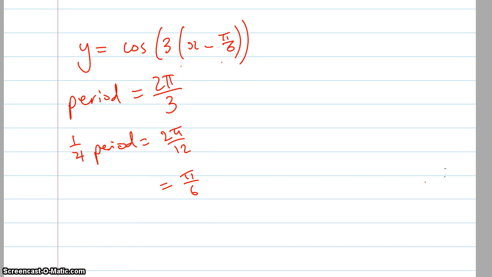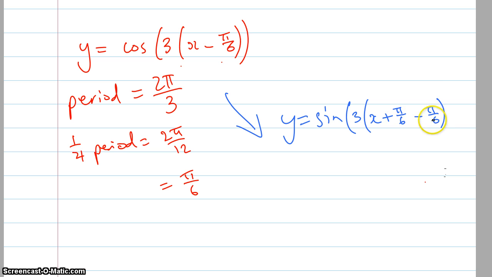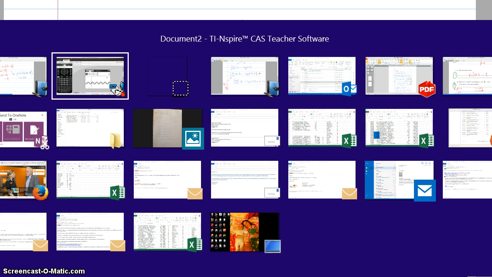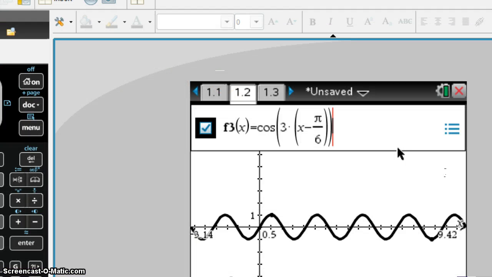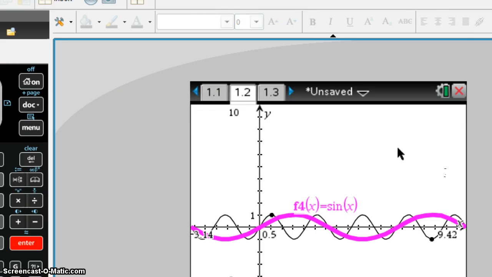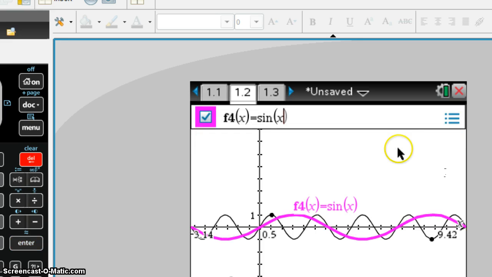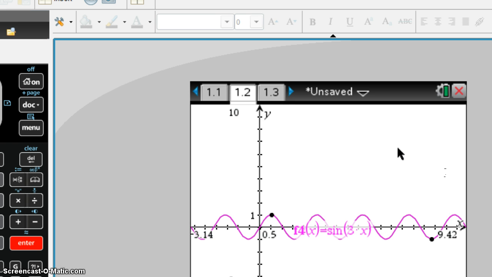So this graph then becomes y equals sine of 3x plus pi on 6, because I'm moving it to the left. So plus pi on 6 minus pi on 6. Those two things will cancel, and I'll just get sine of 3x. Okay, let me just see if that works. So that's my graph, that's great. And now I'm just going to do, not that, sorry, I'll do sine of 3x. That's all I've got, and that's the same line.